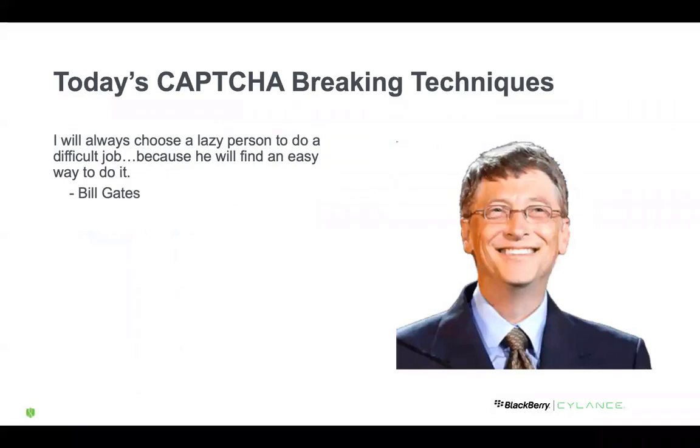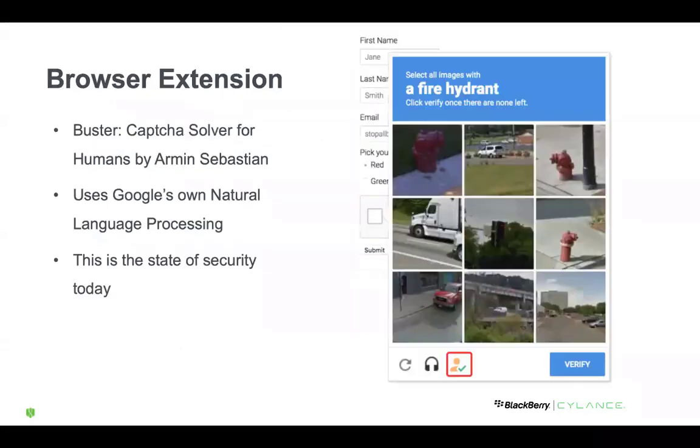And this means that CAPTCHAs are vulnerable to attack, as multiple researchers have proven in recent years. In fact, one way that is being done in the real world for free is completely approved by Google. One of the ways is called Buster, which is a browser extension that you can use in Chrome. It's called Buster: Captcha Solver for Humans, and it's by Armin Sebastian. You can go there now. What it does is it uses Google's own natural language processing computing power up in the cloud in order to bypass its own security.